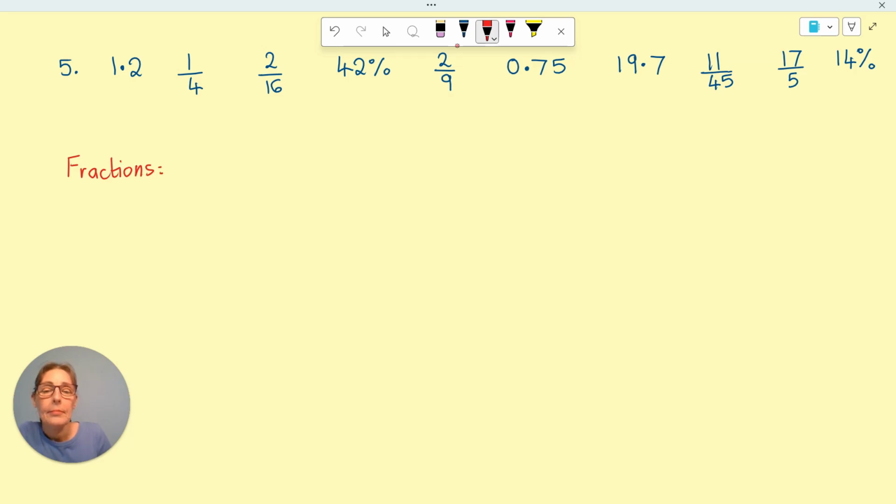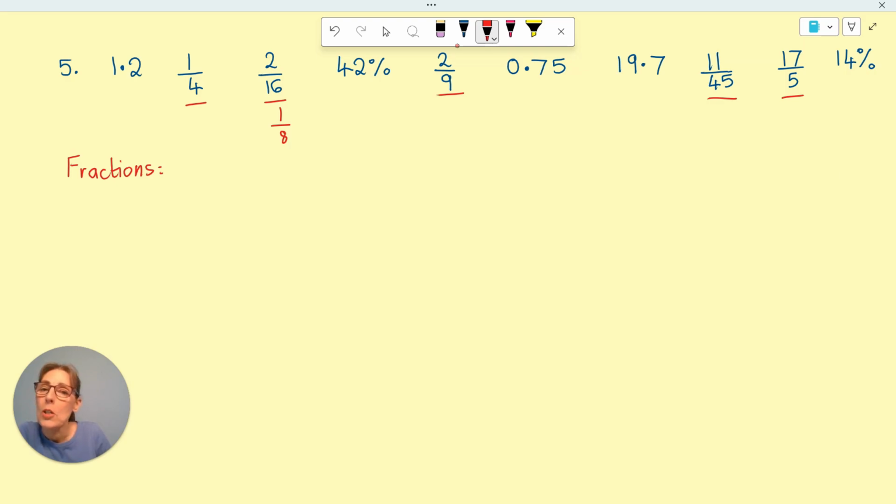So let's have a think. Well, we've got 4 fractions here. Oh no, we've got 5 fractions. And actually, there's one we can simplify here. 2/16 is the same as 1/8.